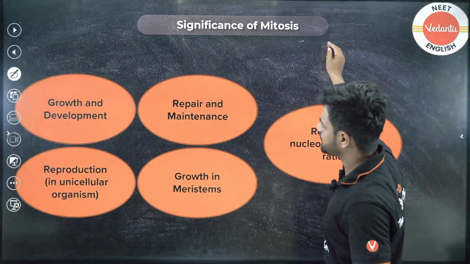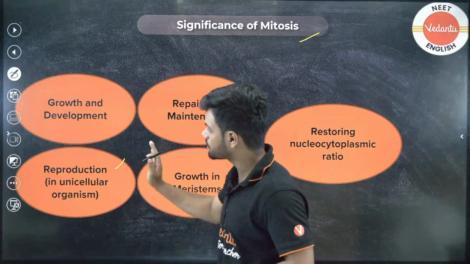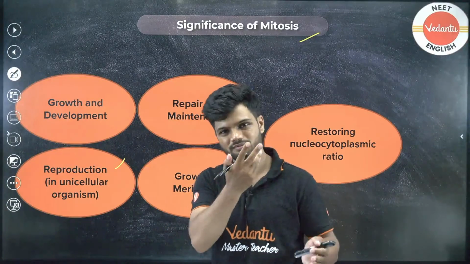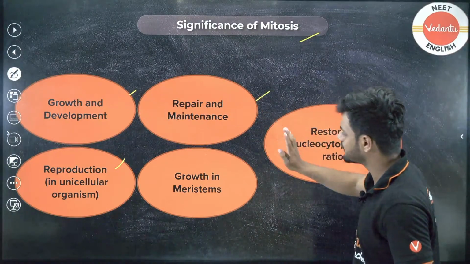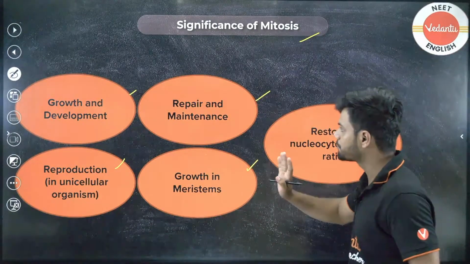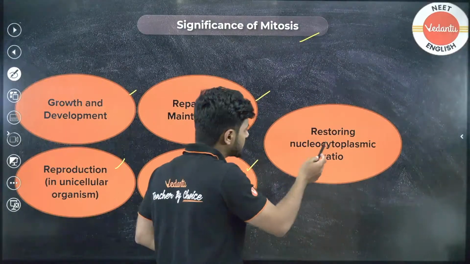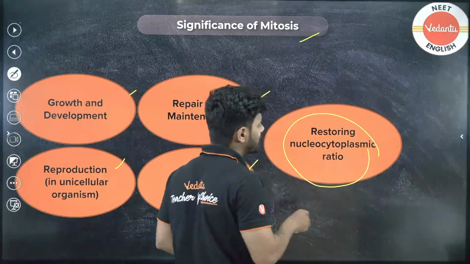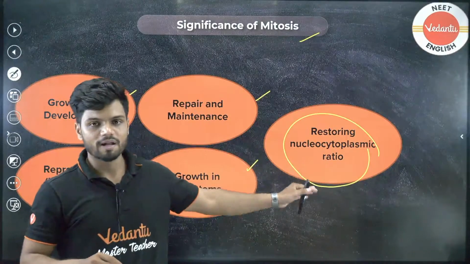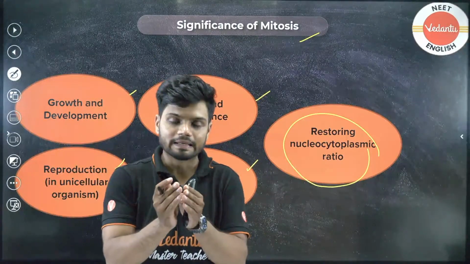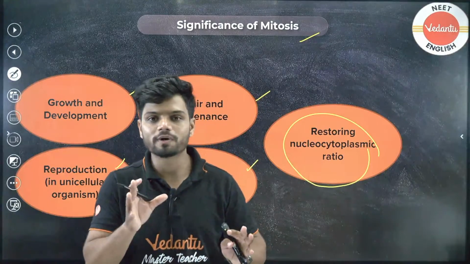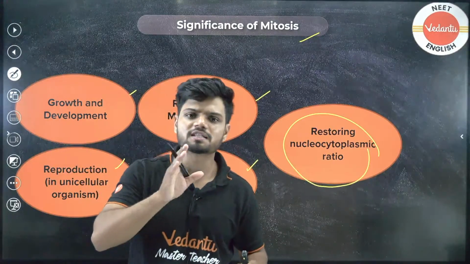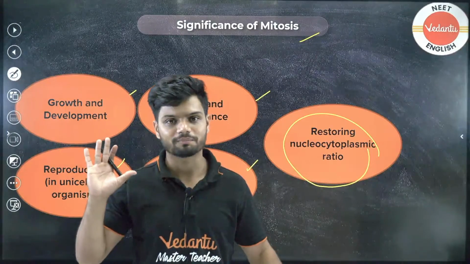What are the significances we discussed in the starting? Reproduction in unicellular organisms, binary fission, same thing happening. And growth and development, repair and maintenance, growth in meristem in the case of plants, and also restoring the nucleoplasmic ratio. Nucleoplasmic ratio is basically your DNA content as well as your cytoplasm. They are maintained. 2N2C starts with 2N2C, ends with 2N2C. Starting, ending, same to same.